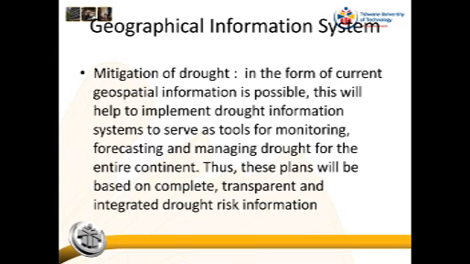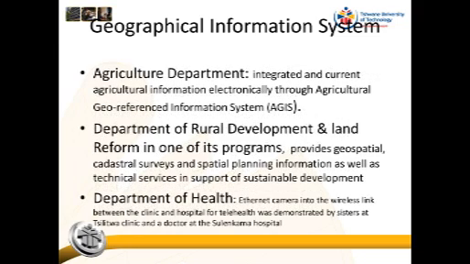There are many initiatives from the Agricultural Department, the Department of Rural Development, and the Department of Health that have shown more concern to see how valuable ICT is, in the form of GIS from the Agricultural Department. But what is more important now, when coming to animals and biodiversity, was the Department of Health. What they did is they've made use of Ethernet cameras.